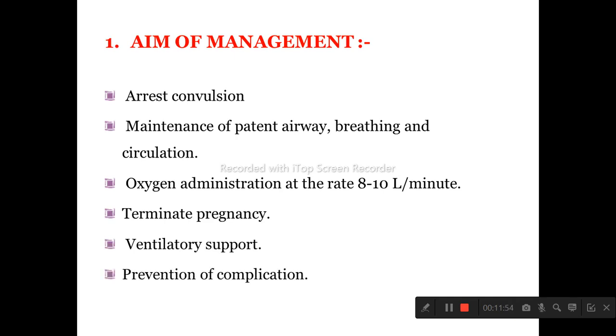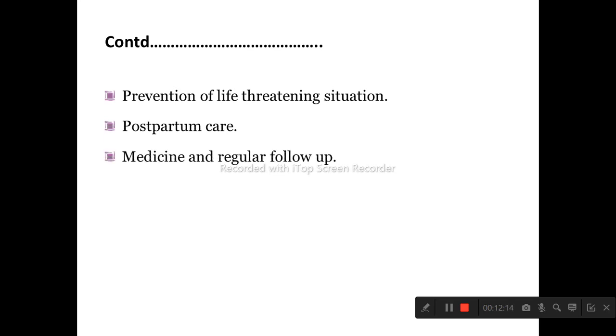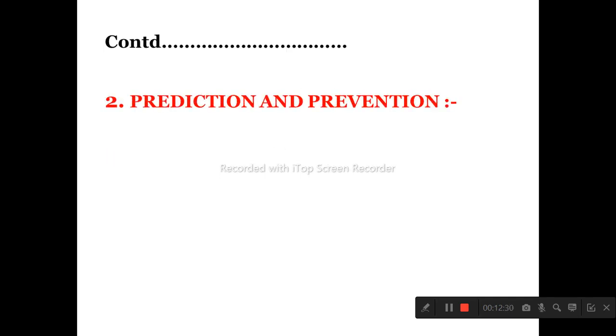Then prevention of complications. After the management, we have to prevent complications like multiple organ failure or any organ failure. Then prevention of life threatening situations is one of the aims. Then postpartum care to the mother and baby. Medicine and regular follow up are very much essential for further prevention of complications. If the mother is chronically hypertensive, we have to monitor because they are more prone to be hypertensive in their further life. Then next is prediction and prevention.